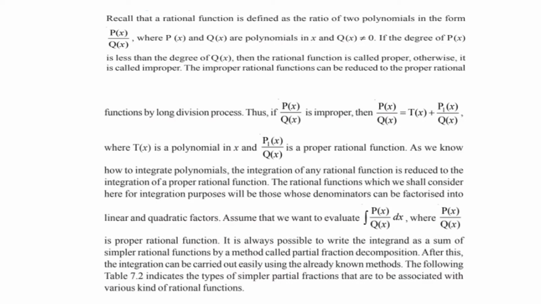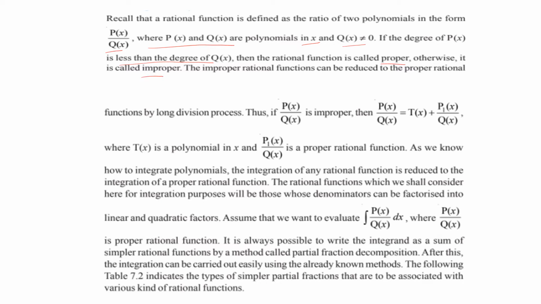Now, if we recall a few things about a rational function, it is defined as the ratio of two polynomials in the form p(x)/q(x), where p(x) and q(x) are polynomials in x, and this denominator q(x) is not equal to 0. And if the degree of p(x) is less than the degree of q(x), then the rational function is called proper, otherwise it is called improper, right?